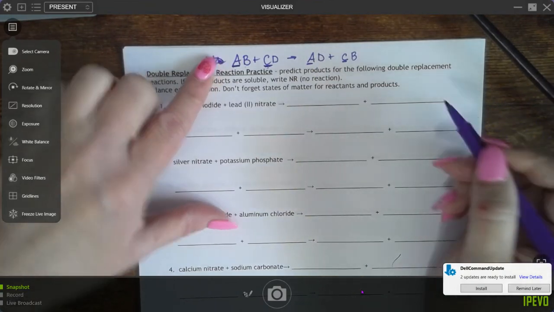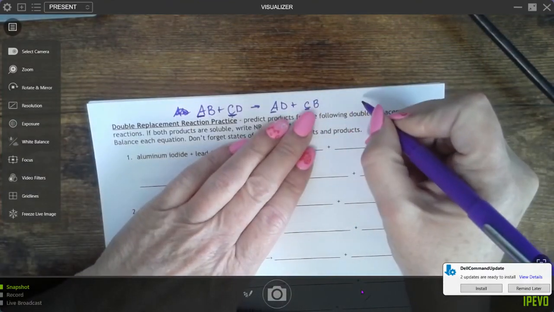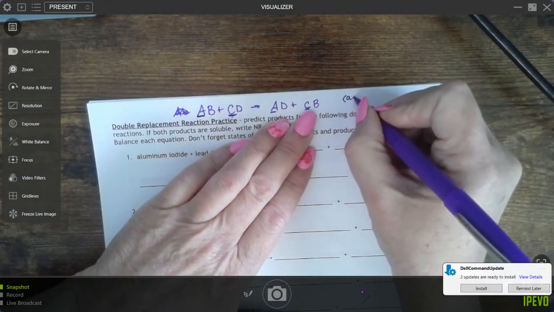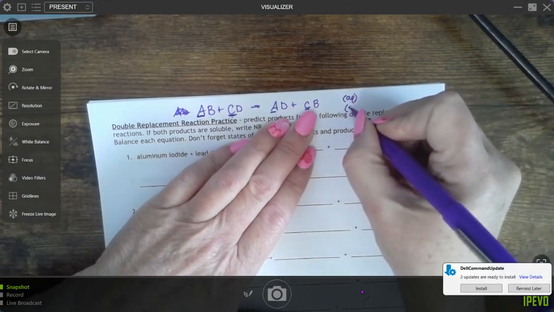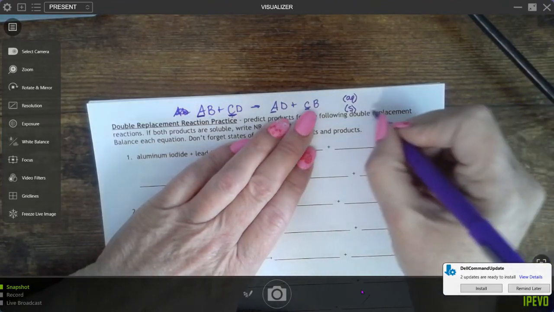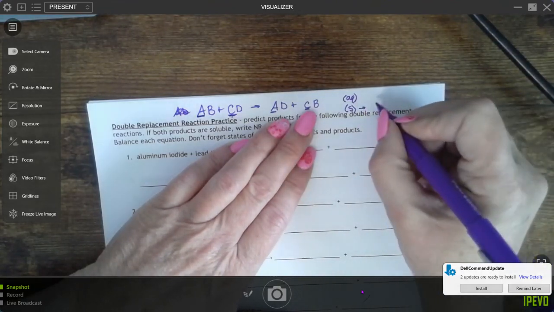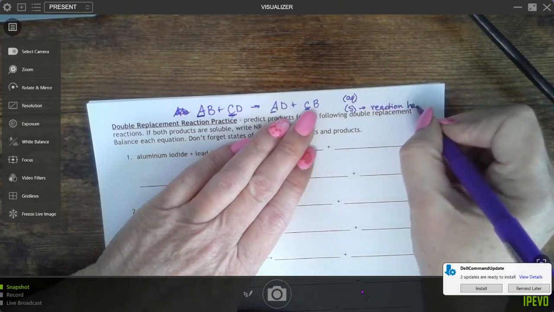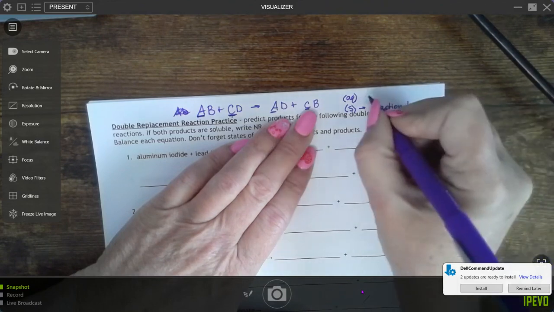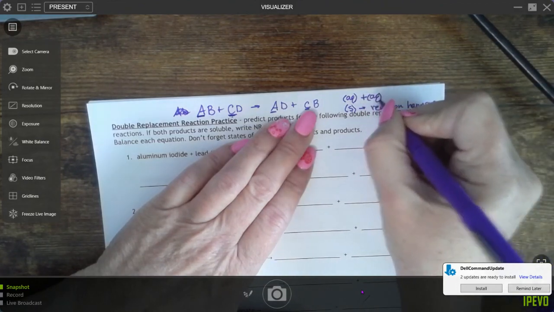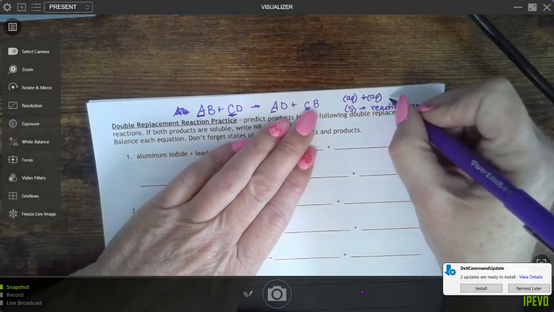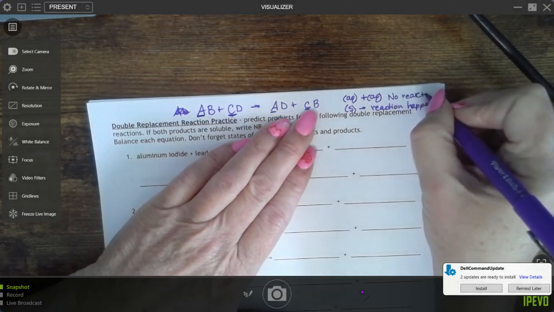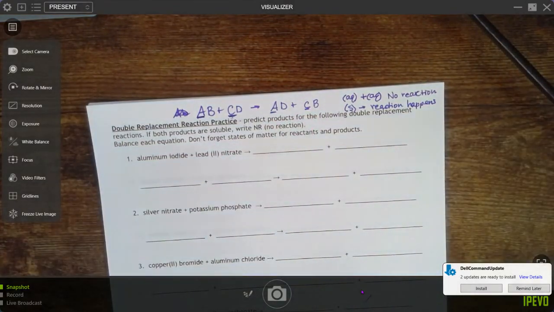Okay, and remember that a double replacement reaction, when we make our products, they are going to be either aqueous or solid. Okay, if we have at least one solid formed, the reaction takes place. It happens. If we have two aqueous compounds as our products, we have no reaction. Okay, so let's look at how these reactions work.